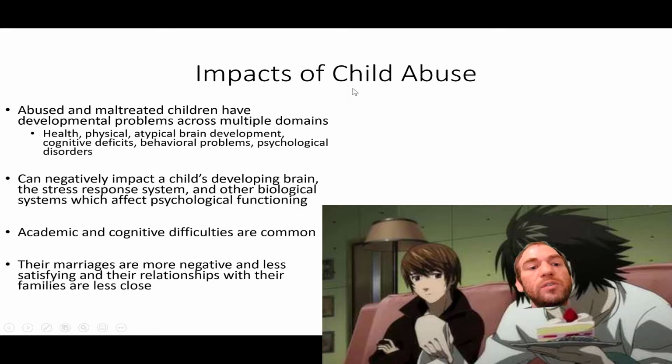Impacts of child abuse. Abused and maltreated children have developmental problems across multiple domains: health, physical, atypical brain development, cognitive deficits, behavioral problems, and psychological disorders. It can negatively impact a child's developing brain, the stress response system, and other biological systems which affect psychological functioning. Academic and cognitive difficulties are common. Their marriages are more negative and less satisfying, and their relationships with their families are less close. So the impacts of child abuse can be found across multiple domains and contribute to poor relationships, not just with their parents, but also their future relationships as well.